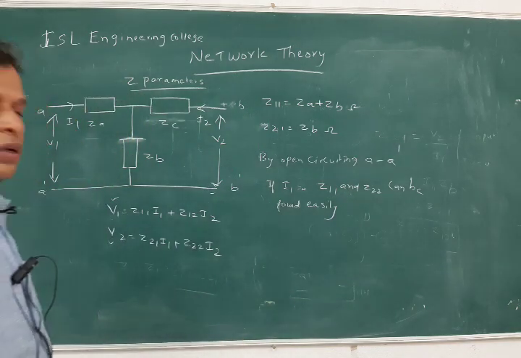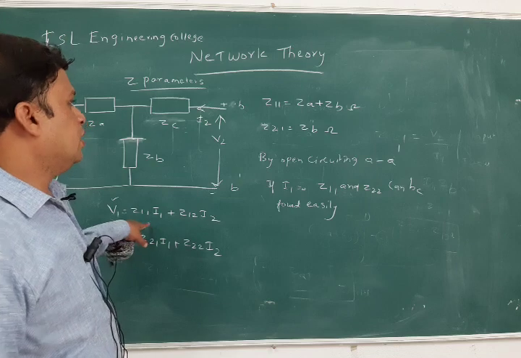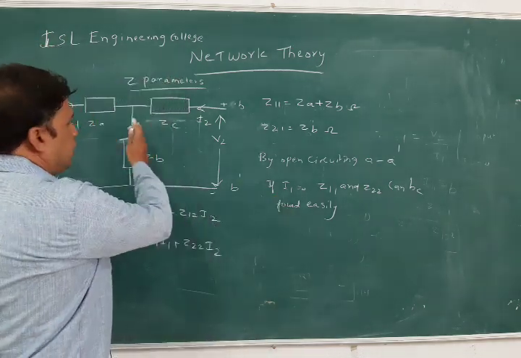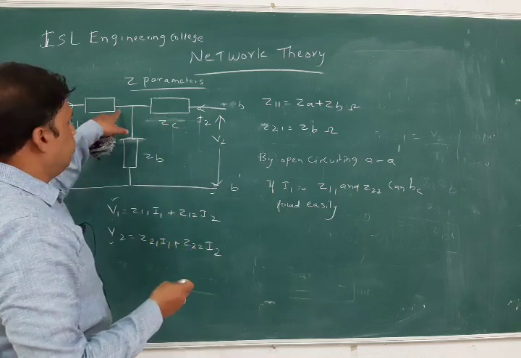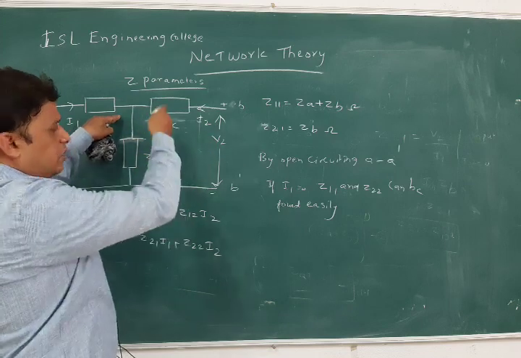Now if you see the circuit here, you are making I1 equal to 0. So you are having only this circuit, because the I1 current is 0, this branch current doesn't flow here. So only this part of the circuit is considered.